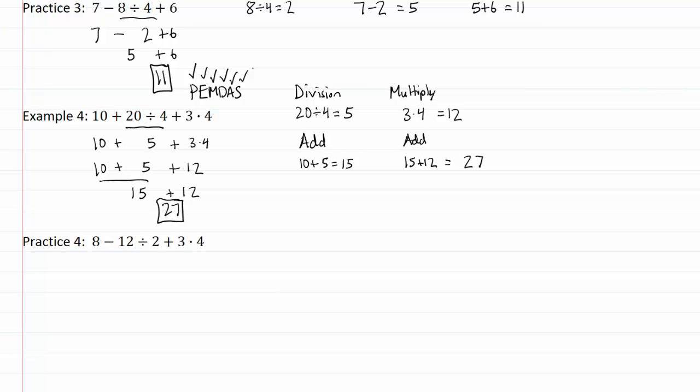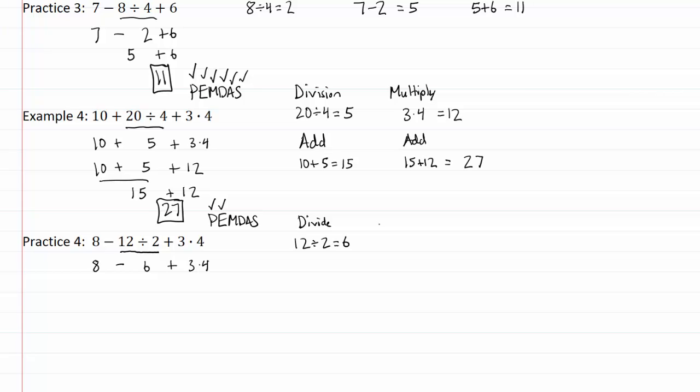Welcome back. Again, to solve these problems, we're going to stick with using PEMDAS. And so I'm going to look for parentheses. I don't have any. Exponents, I don't have any. So now multiplication and division as we read through the problem from left to right. So the first, 8 minus 12 divided by 2, I've got to divide 12 divided by 2. 12 divided by 2 is 6. And so this becomes a 6. I've got 8 minus 6 plus 3 times 4.